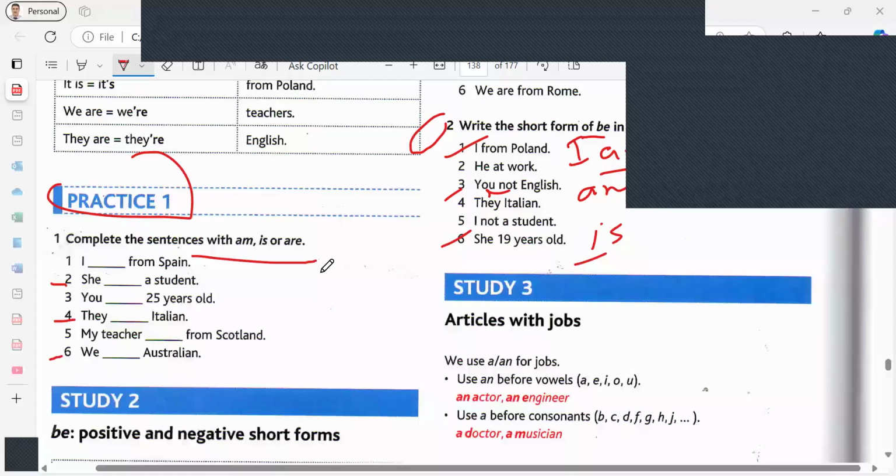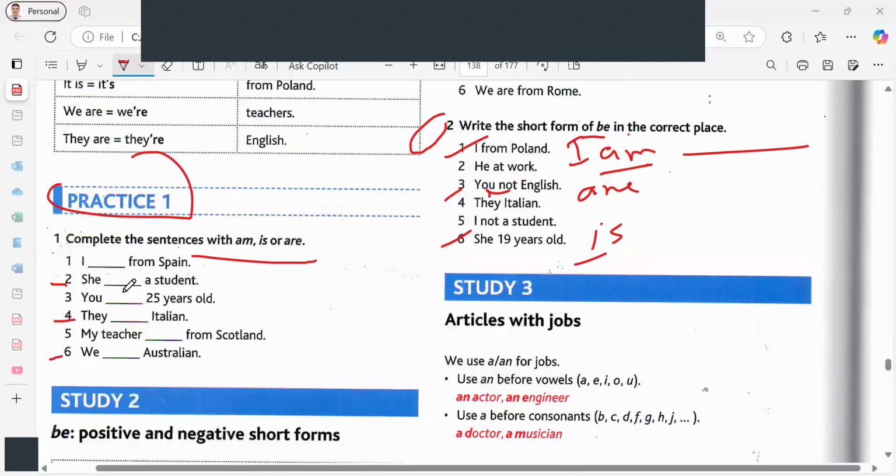Again, she a student. Which one is this? Practice. Can you see my screen? Sorry, let me share it again. Yes. Okay. Now, can you see it?